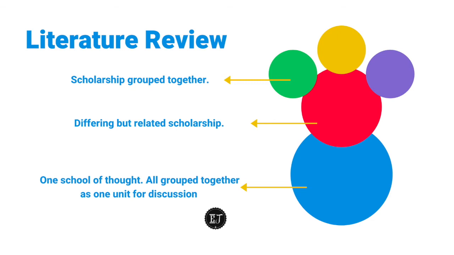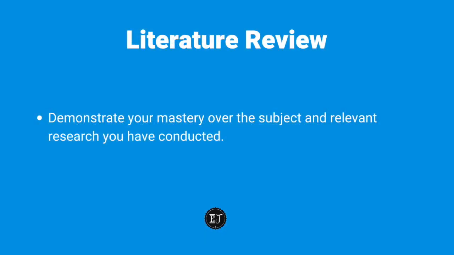And then we've got the green and the yellow and the purple, and they're all offering differing views. So each of those colored balls in the image suggests a way of categorizing the scholarship. They represent a whole body of research. So instead of just listing out, so-and-so said this, and this person said that, the point of the literature review is to demonstrate your mastery over the subject.